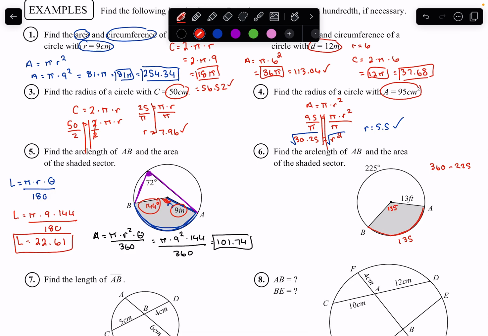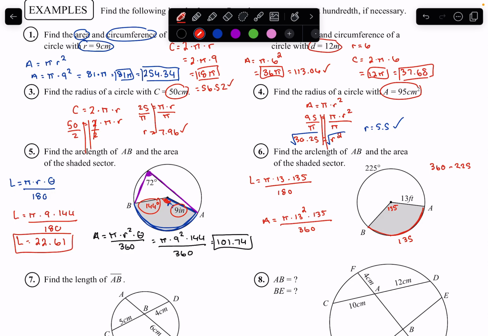Easy, easy. So arc length L equals pi times radius 13 times angle 135 divided by 180. I don't want to drag this video out. Plug it in your calculator, get the answer. Area of that sector, that shaded area, is almost the same formula. Pi times radius squared, so 13 squared times 135 degrees divided by 360.